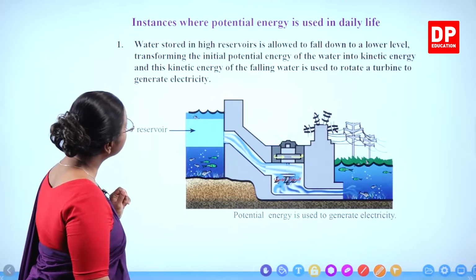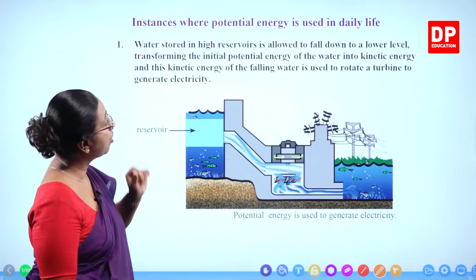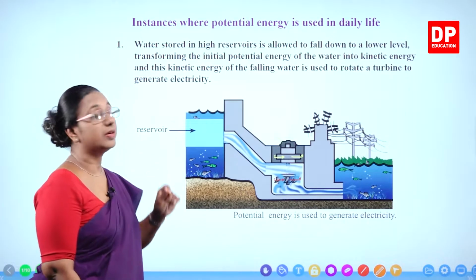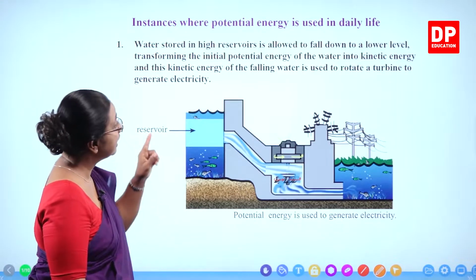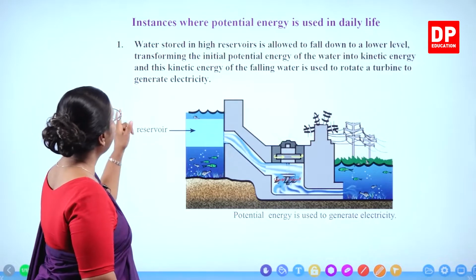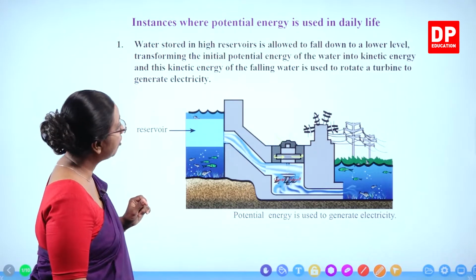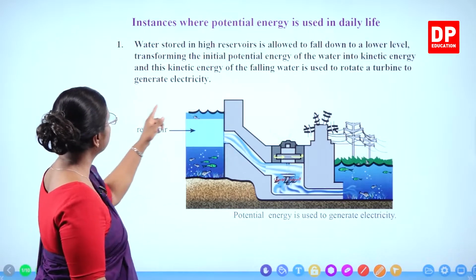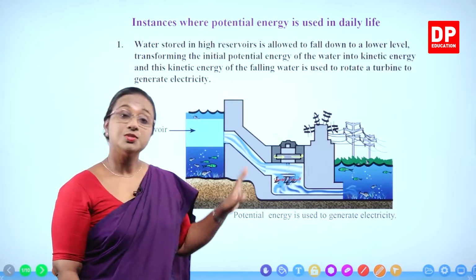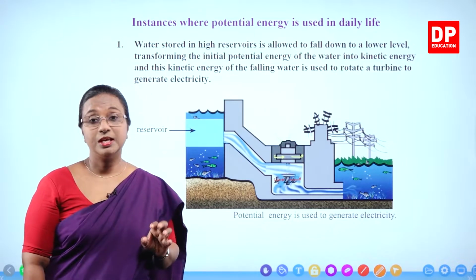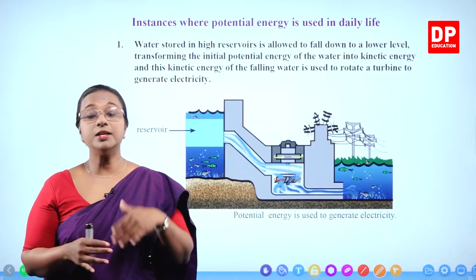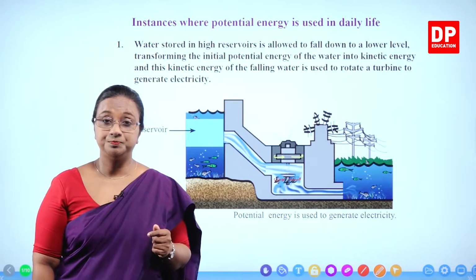Water stored in high reservoirs is allowed to fall down to a lower level, transforming the initial potential energy of the water into kinetic energy. And this kinetic energy of the falling water is used to rotate a turbine to generate electricity. So what is this related to? The hydropower plant, where they use flowing water to generate electricity.